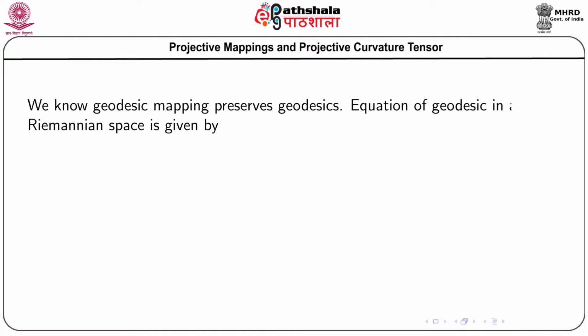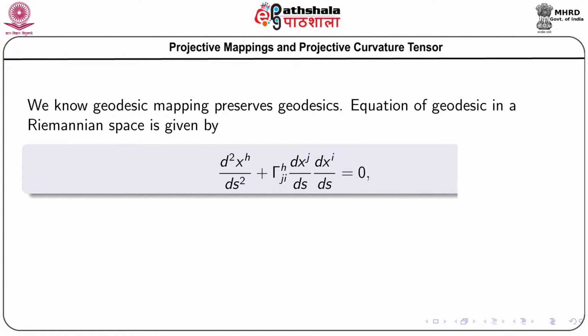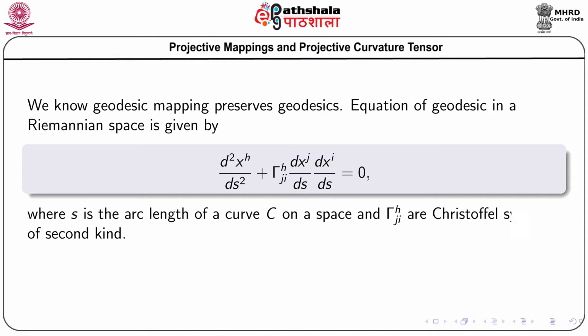Now, we know that geodesic mapping preserves the geodesics, and equation of geodesic in a Riemannian space is given by this one. From our earlier chapter, we know that equation of geodesic in a Riemannian space is governed by this one, where s is the arc length of a curve C on a space and gamma^h_ji are Christoffel symbols of second kind.